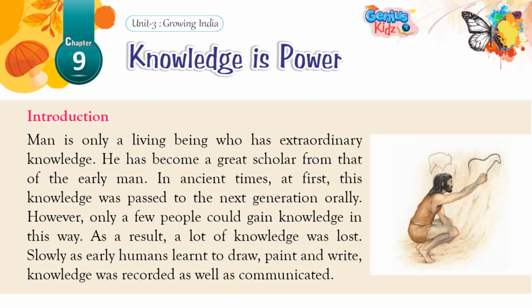Introduction. Man is the only living being who has extraordinary knowledge. He has become a great scholar from that of the early man. In ancient times, at first, this knowledge was passed to the next generation orally. However, only a few people could gain knowledge in this way. As a result, a lot of knowledge was lost. Slowly, as early humans learned to draw, paint, and write, knowledge was recorded as well as communicated.